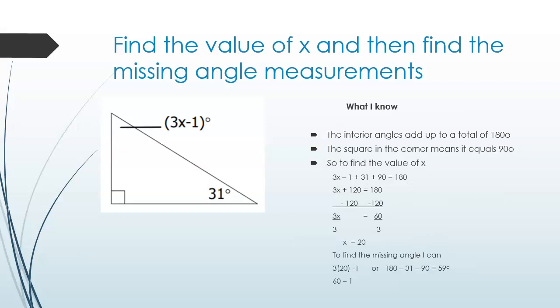Given equations, you have to be able to set up the equations. You know this one is 90 and this is 31. So together they're 121 degrees. If you have 3x minus 1 plus 121, here's your full equation. Solved it. x then equals 20. If x is 20, 3 times 20 is 60, minus 1 is 59. This has to be a 59-degree angle.